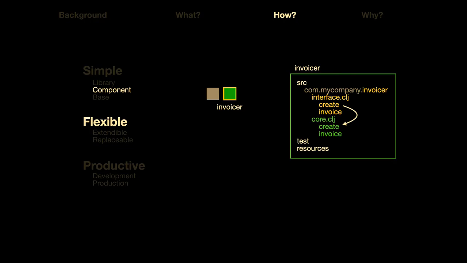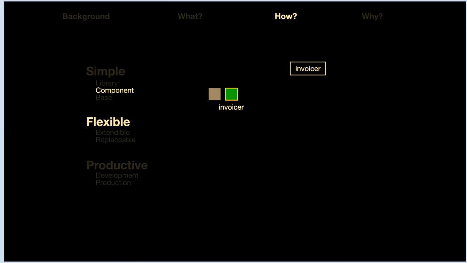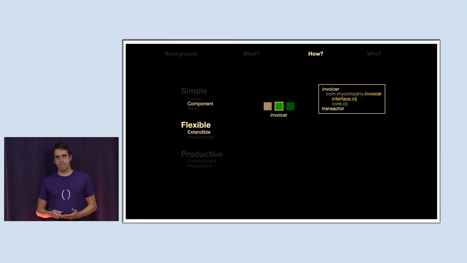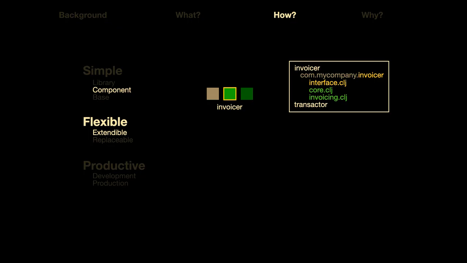Components are also very flexible. We put all the components in a system in a directory called components. So here we have one component so far. And when we extend the code base, we add one more component to this directory. So that's how we extend it. And we can also extend each component by adding more implementing namespaces to it.